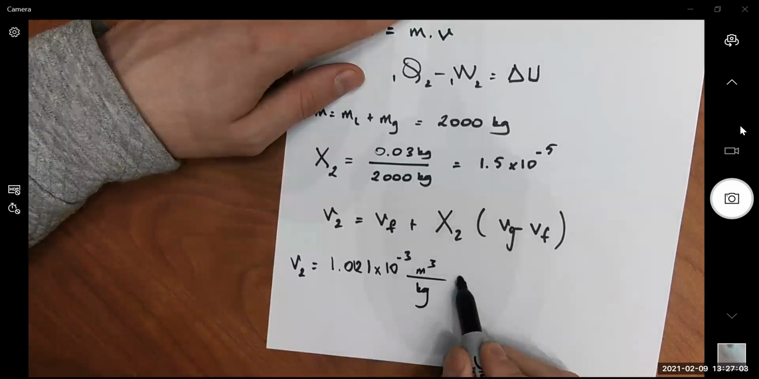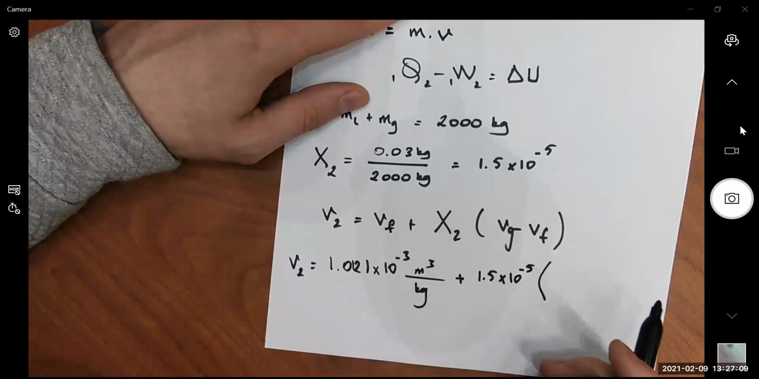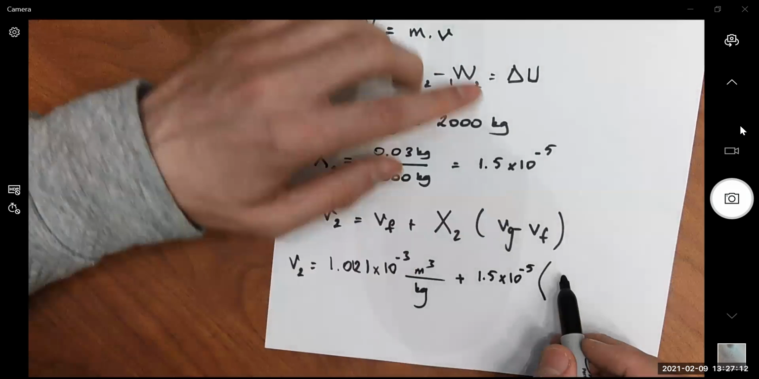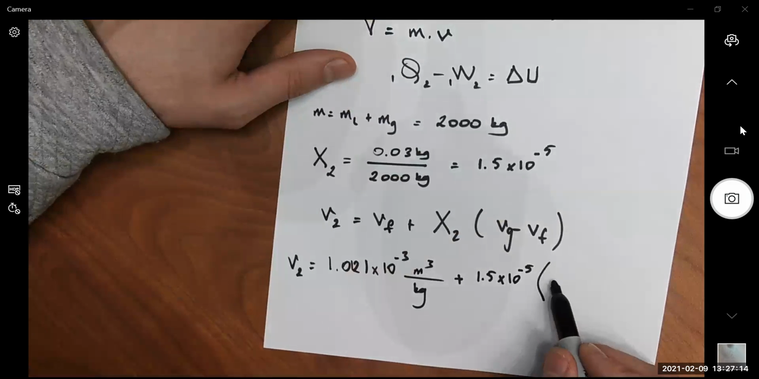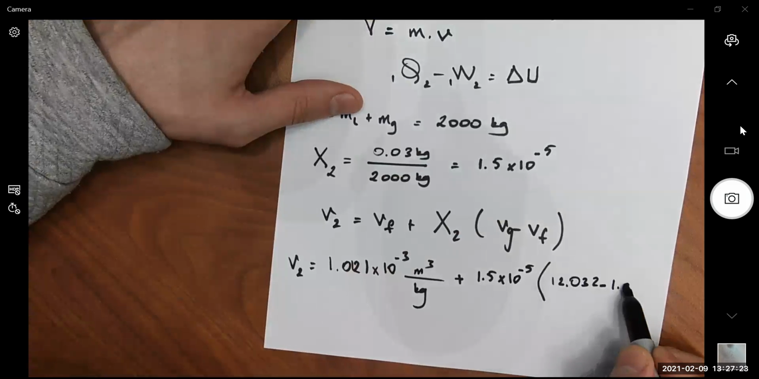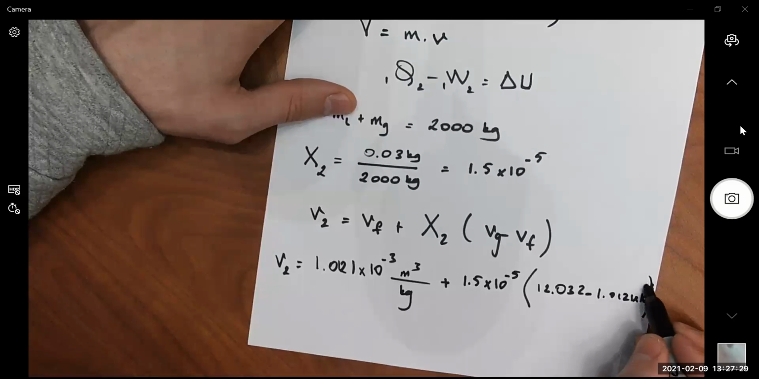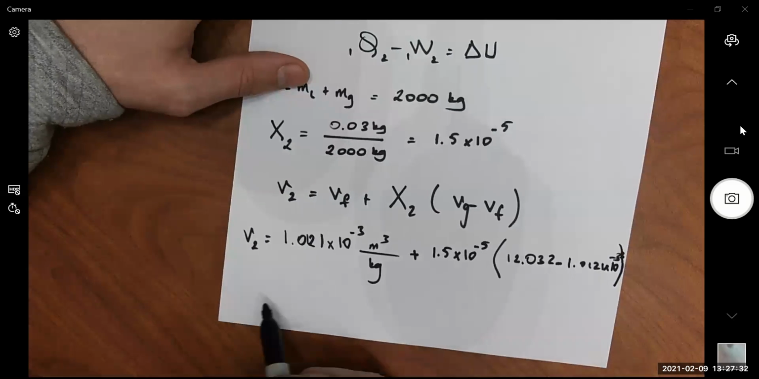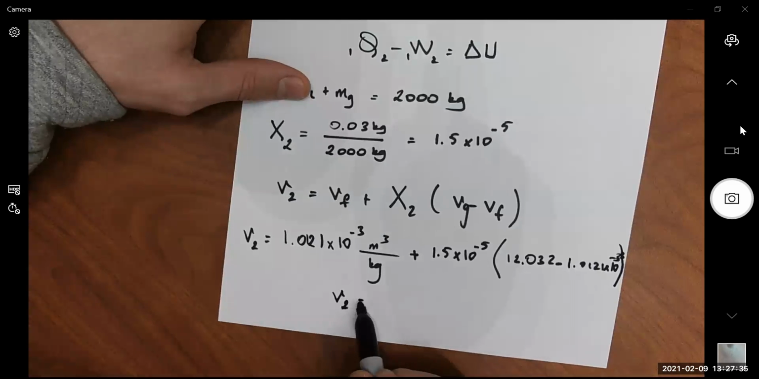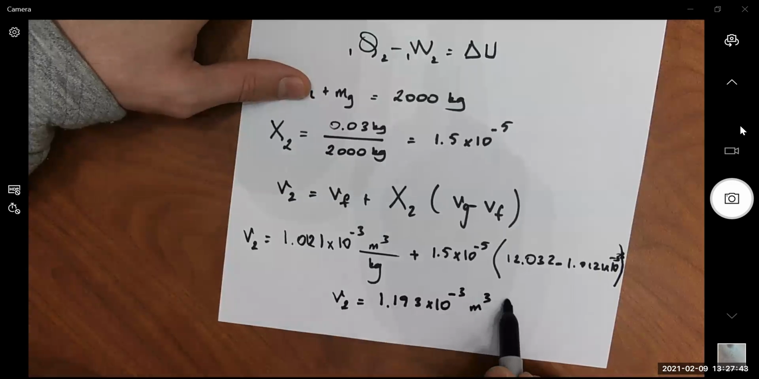I just calculated my quality factor, 1.5 times 10 to the minus 5. Right? The specific volume of saturated vapor is 12.02332 minus 1.0121 times 10 to the minus 3. You should have a specific volume of 1.193 times 10 to the minus 3 meter cubed per kilogram.